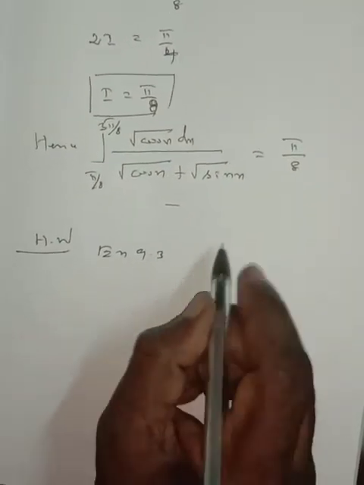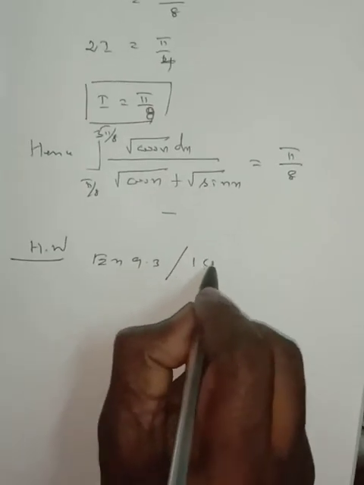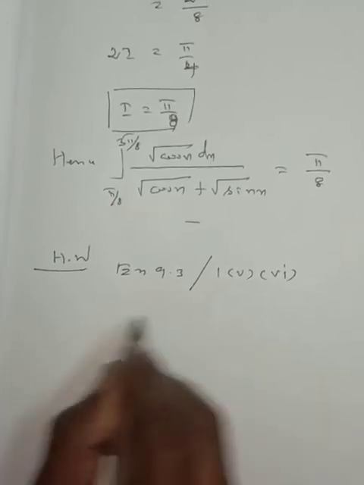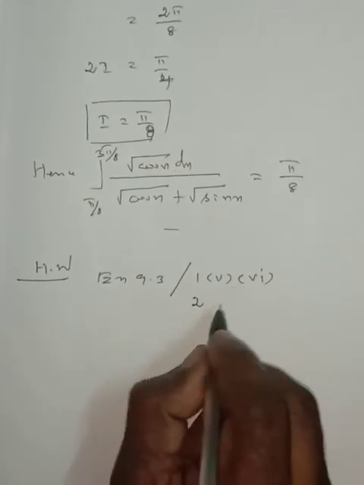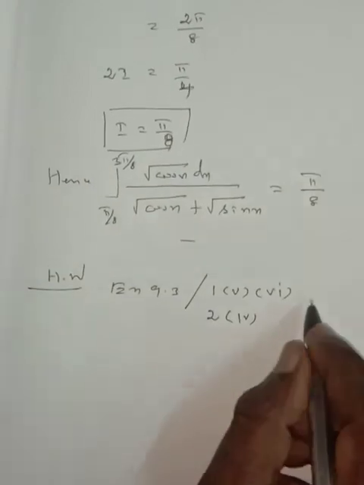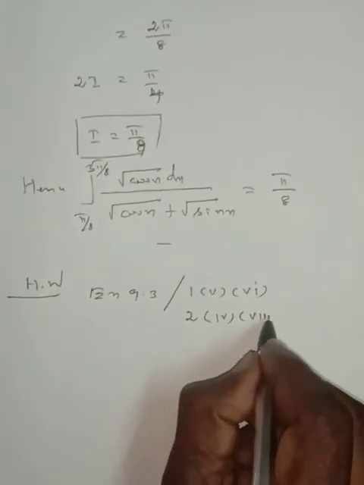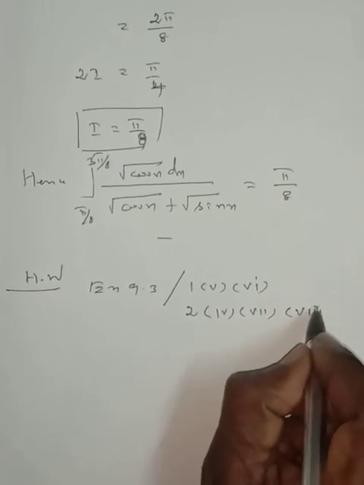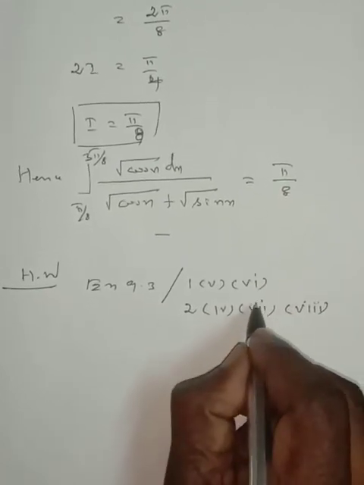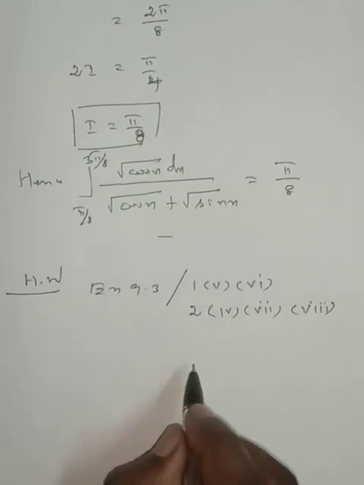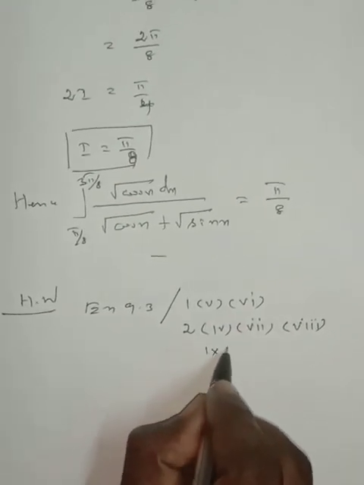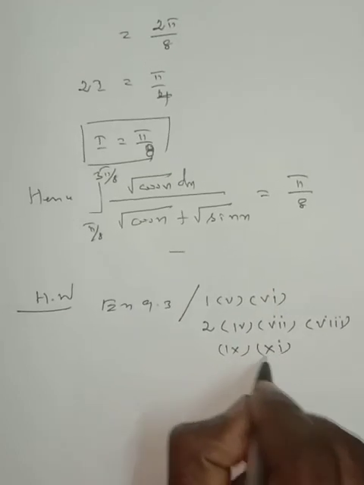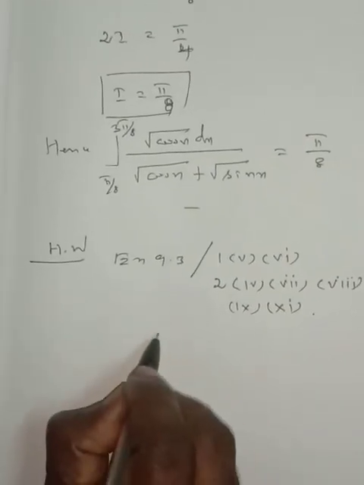Today's homework: Exercise 9.3, sum number 1, subdivision number 5 and 6. Sum number 2, subdivision number 4, subdivision number 7, subdivision number 8, subdivision number 9 and subdivision number 11. These are the homework problems.